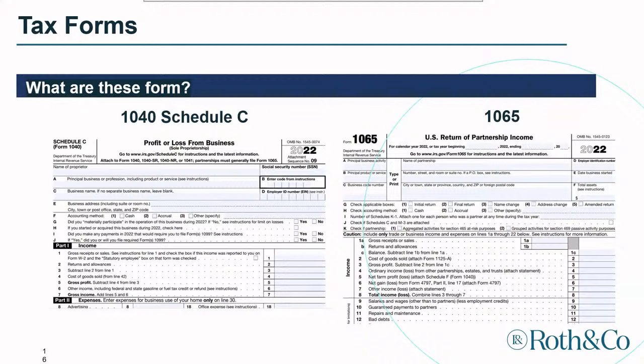For that 1065 form, that's the U.S. return of partnership income. That's a separate form that is filed. And normally that would also give you the K1 that will be reported and passed through to your 1040. Other forms are like 1120 for corporations or 1120S.